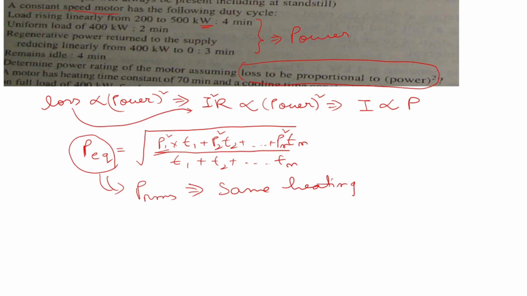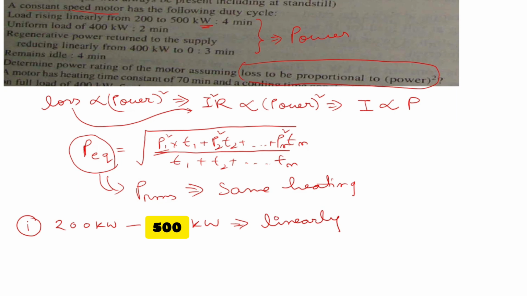Now we will solve the equation step by step. Now we will see the first interval, that is the starting 4 minutes. You can see that the load is rising linearly from 200 to 500 kilowatt. So the load is rising from 200 kilowatt to 400 kilowatt, and it is also given that it is rising linearly in 4 minutes.